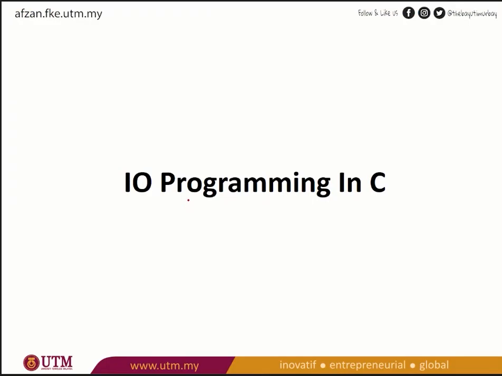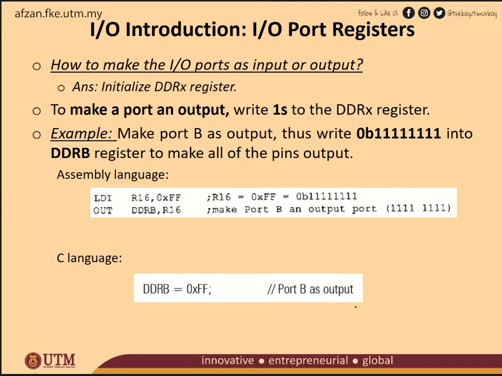So now we are going to see how to do I/O programming in C. In the previous module, we already learned how to do I/O programming using assembly. Now we are going to replace that assembly language by using C programming. Let's look at the I/O port registers first. Now we are going to initialize how to make the I/O port an input or output port. The answer is we need to initialize our DDRX register.